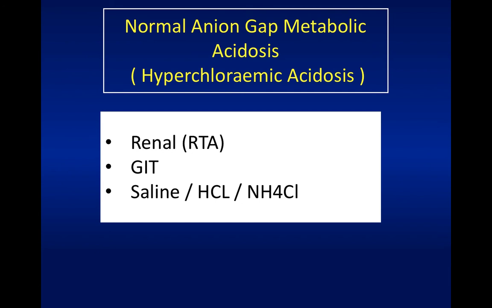And the truth is, you're going to look for a clue in the history or the other electrolytes. So if someone's a known diabetic, you're going to start thinking about the diabetic causes. If they've got creatinines through the roof, you're going to think about the renal ones.